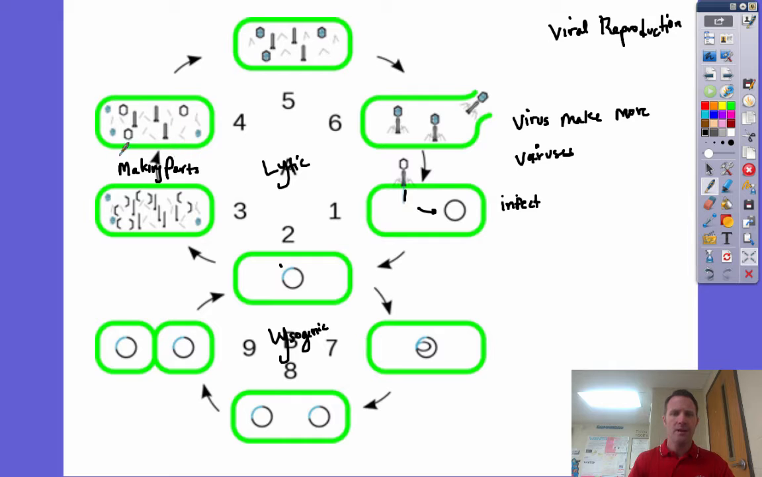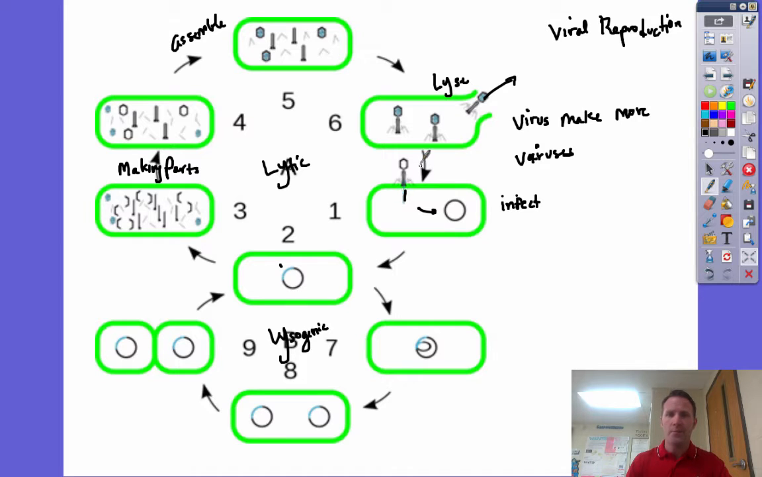Okay, and it's going to assemble those parts. And then over here is where it's going to lyse. So this is where the word comes from, lyse. It's going to burst this cell, it's going to break. These are going to build up inside, and it's eventually going to pop, and these viruses are going to be released, and they're going to look for a new host, and they're going to repeat the process.